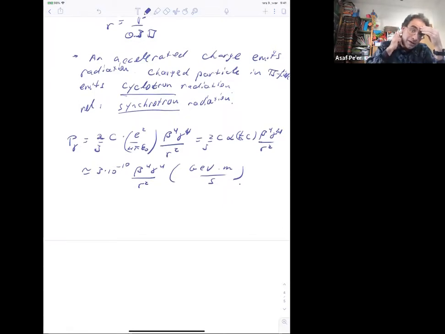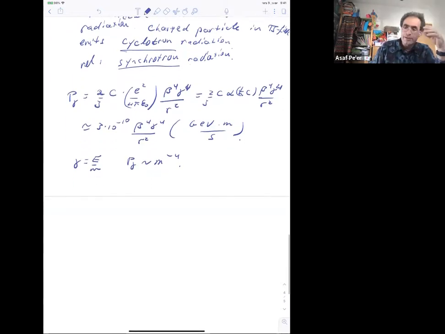Now, since gamma is the Lorentz factor here, gamma is just E over m. That means that the power P gamma goes as m to the minus 4. Which means that the lighter particles, such as electrons, lose their energy to synchrotron radiation much more rapidly than protons do, which is one of the advantages of using the large proton collider or hadron collider. Right?